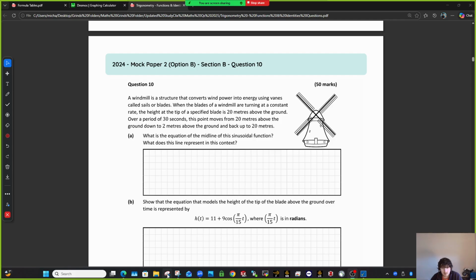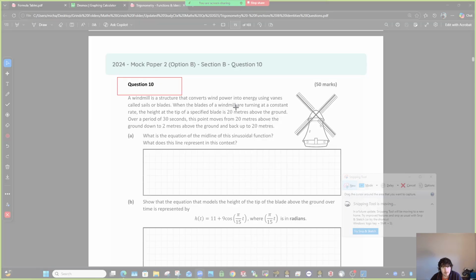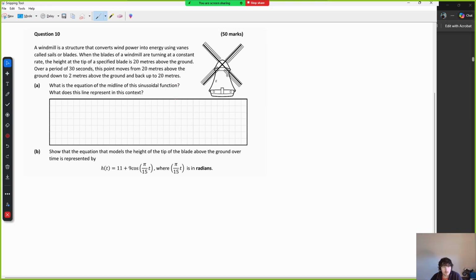So we'll start off with what they give us, and then we might ask a few of our own questions based on what's happening here. So I'm just going to snip these two parts here, and we'll work through it. Okay, there's some worded stuff here, and then we ourselves have to come up with the equation down here. So we'll try and break through the words here. So there's some windmill. It has blades, and the height at the tip is 20 meters above the ground.